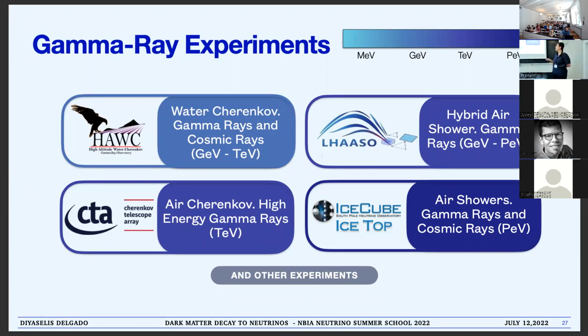So IceCube has some tanks and panels on top of some of the different positions that allows us to look for gamma rays and cosmic rays as well. And it's very important because it's also used as a veto for a lot of IceCube analyses.